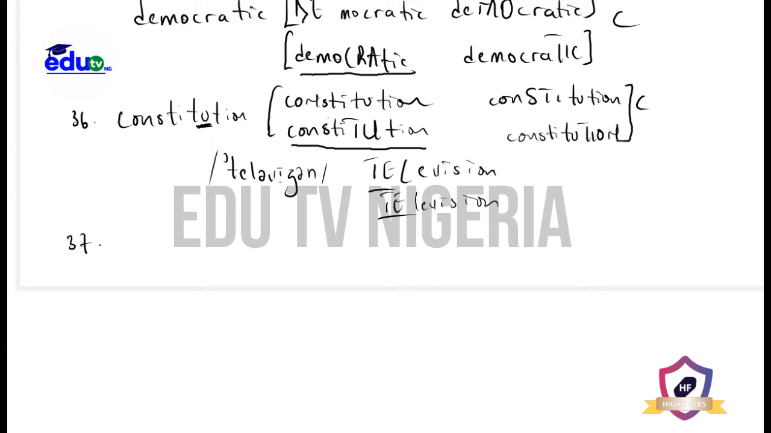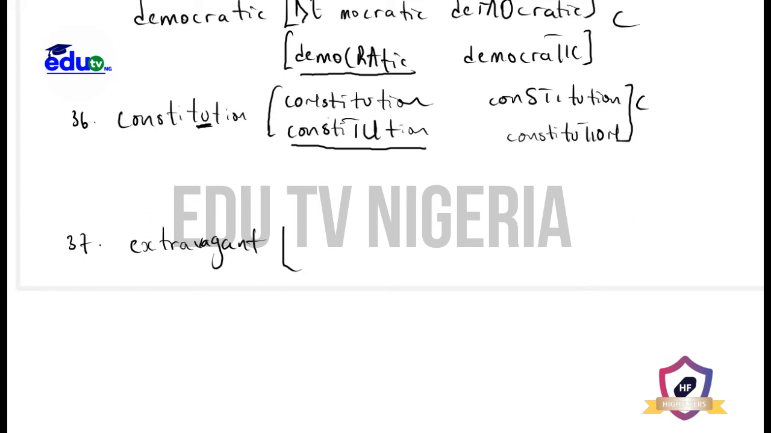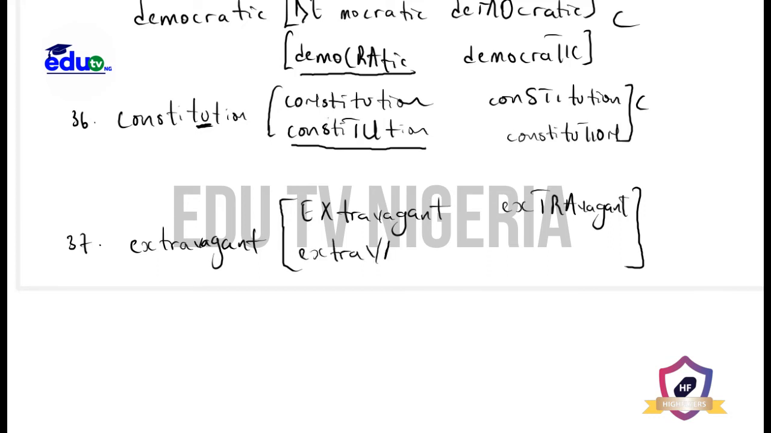So we have E, X, T, R, A, V, A, G, A, N, T. Is it the first syllable, option A, the second syllable, option B, the third syllable, or the last syllable?